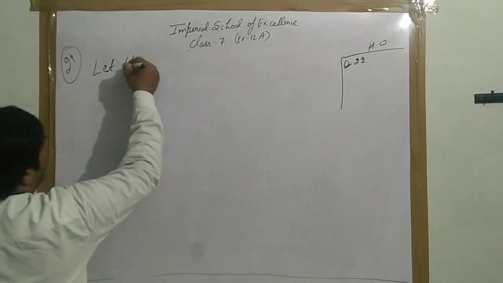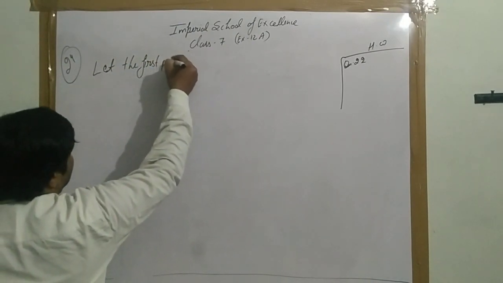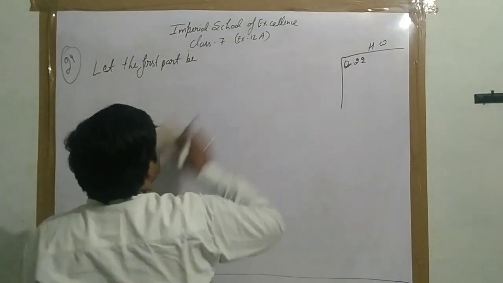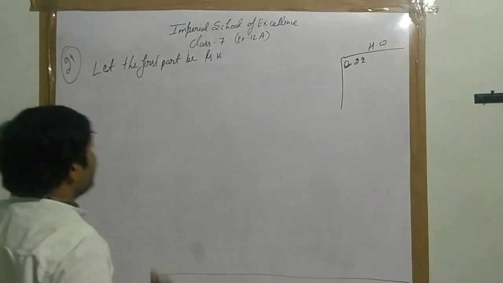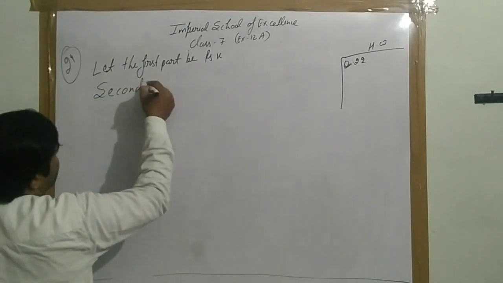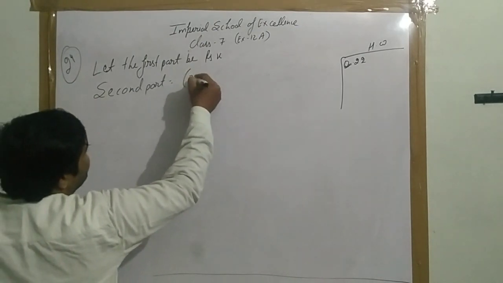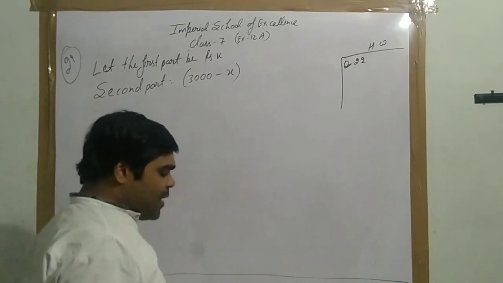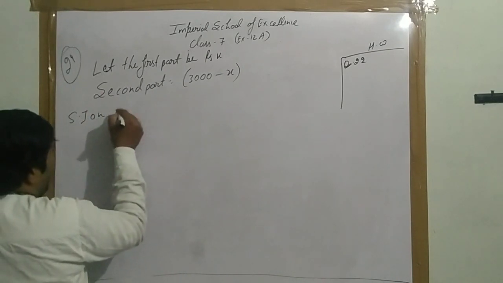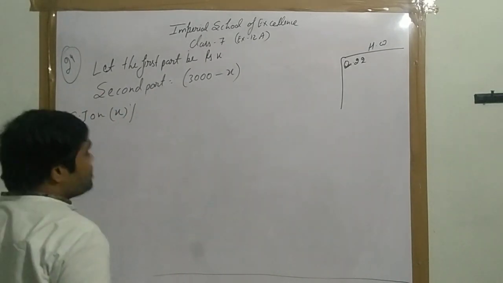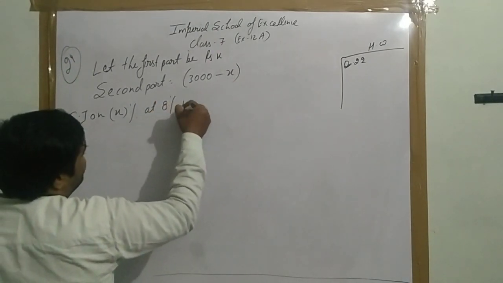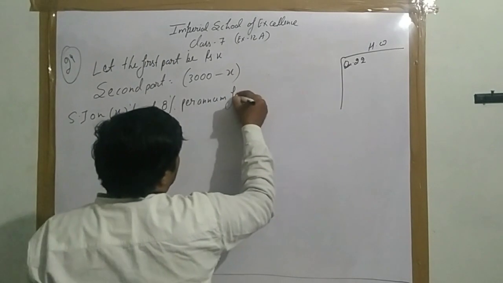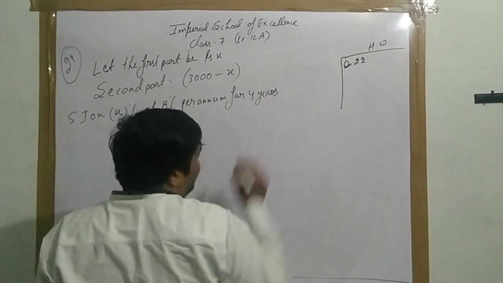So first of all we have to take the first part. Let the first part be x. We have taken the first part as rupees x. After that the second part will be 3000 minus x. Now SI on x is given at 8% per annum for 4 years.